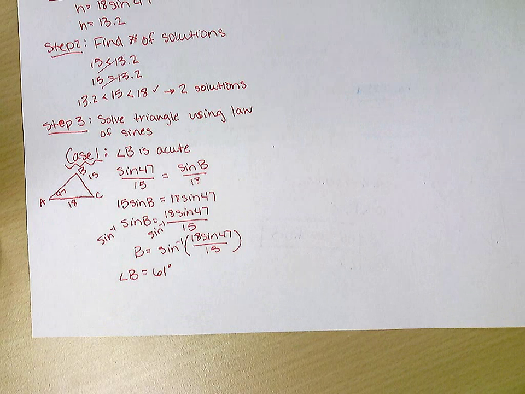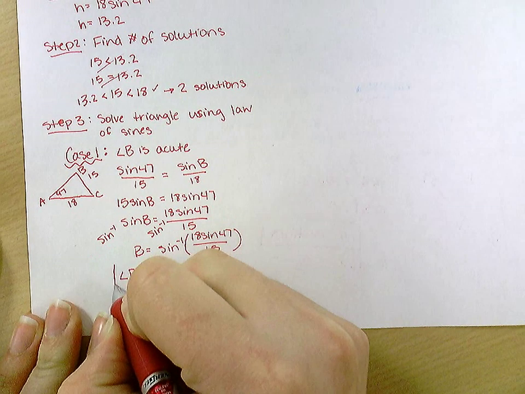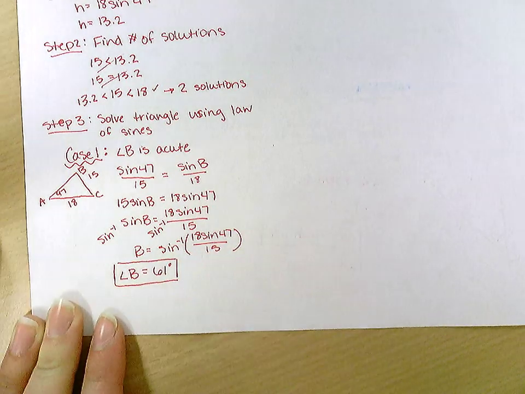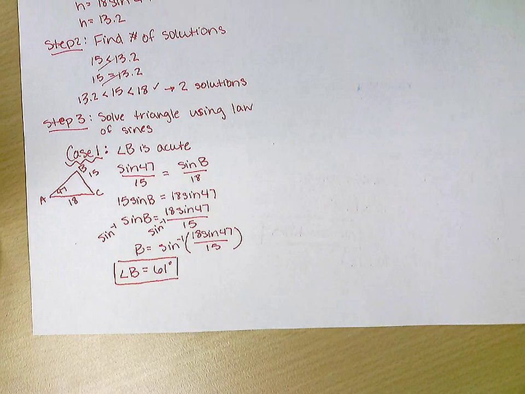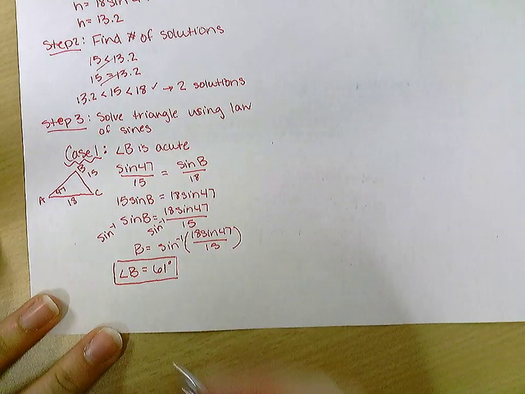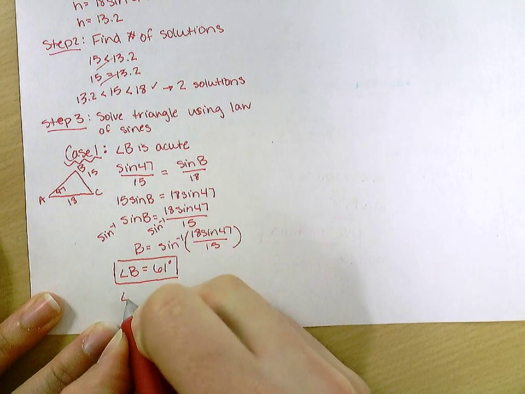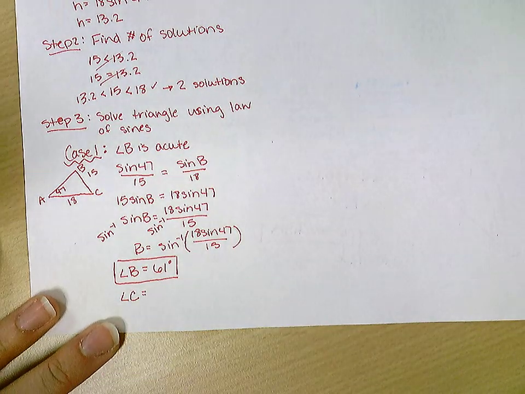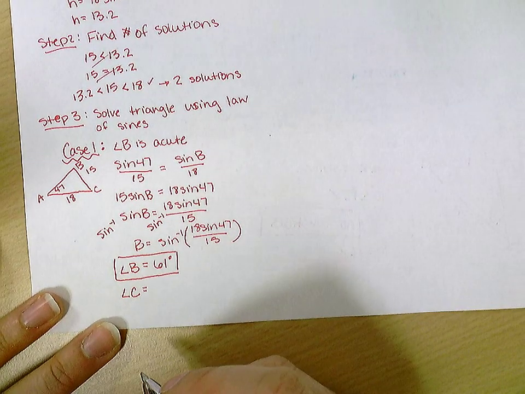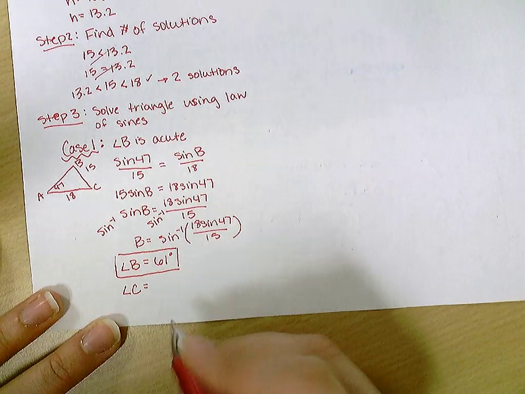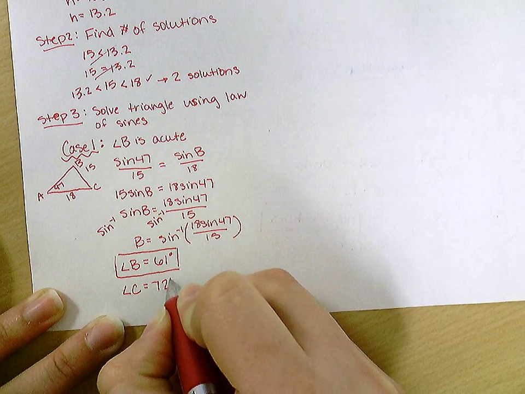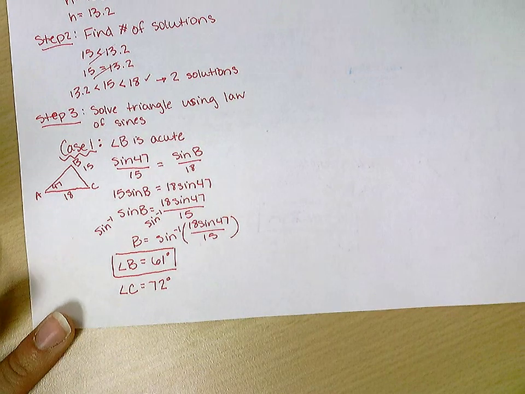I got 61. Okay, so if angle B is 61 degrees, how do I find angle C? Subtract 47 and 61. Good. So to get angle C, subtract 47 and 61 from 180. That's 72 degrees.